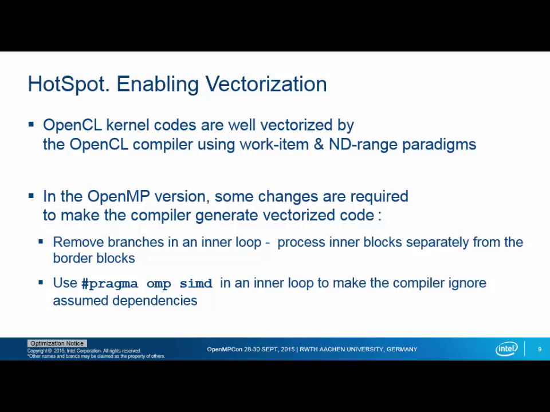And the last step was to apply a pragma omp simd to the innermost loop, since when we saw the compiler vectorization report, it said that there are assumed dependencies, but we were sure that there are no dependencies and this loop can be safely vectorized. So after that, we got vectorization in the OpenMP code.